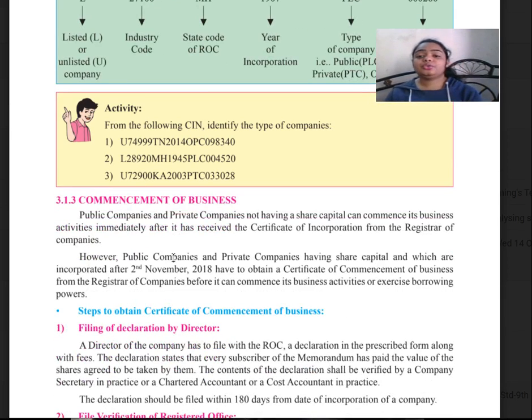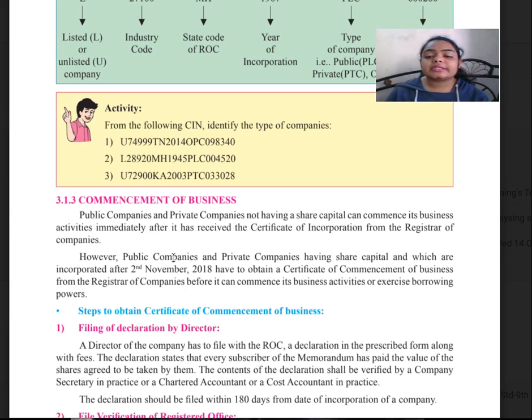Now we have studied two steps. First is the promotion stage, second is the incorporation stage. Now we shall start with the third stage, that is the commencement of business. Public companies and private companies not having a share capital can commence their business activities immediately after they have received the certificate of incorporation from the Registrar of Companies.